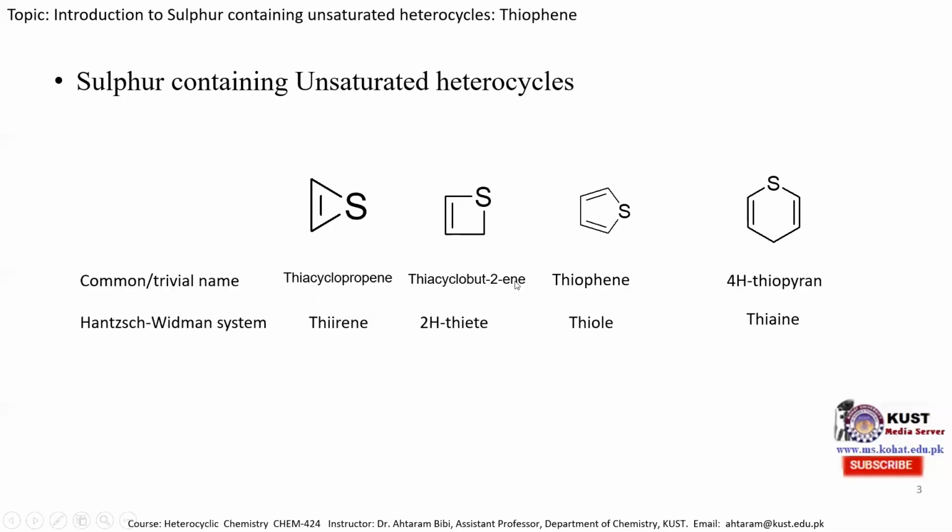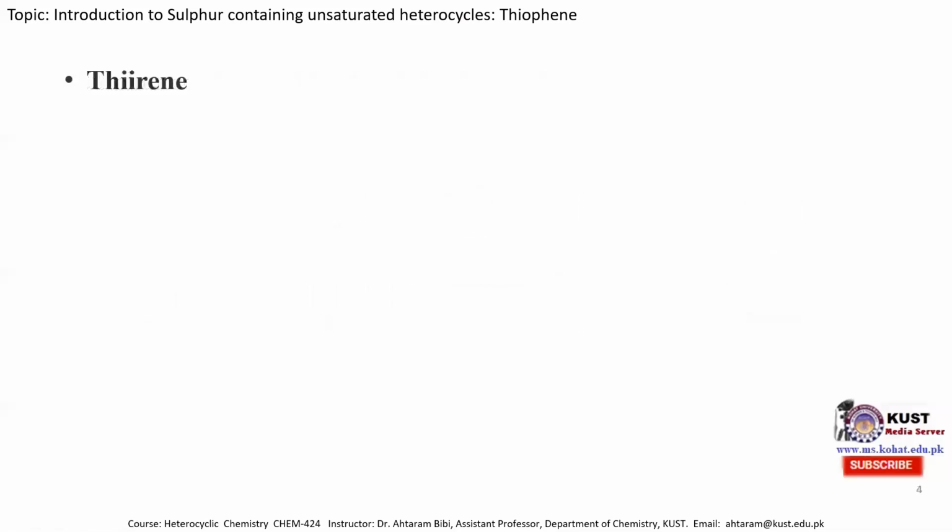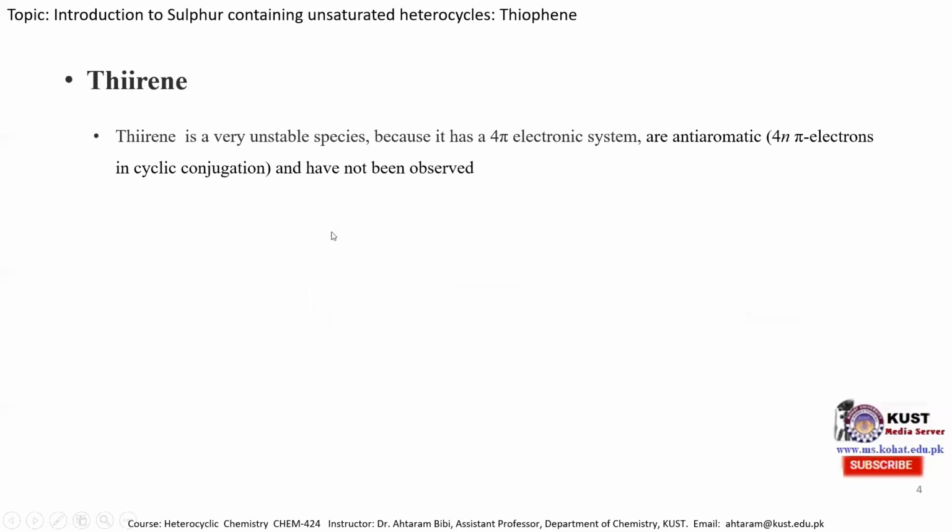So I will discuss these sulfur-containing unsaturated heterocycles one by one, starting from the thiirene molecule. Thiirene is a very unstable species because it has a poor pi electronic system, and it is anti-aromatic in nature because it has 4 pi electrons in cyclic conjugation and has not been observed. It means that it is not prepared because it is highly unstable.